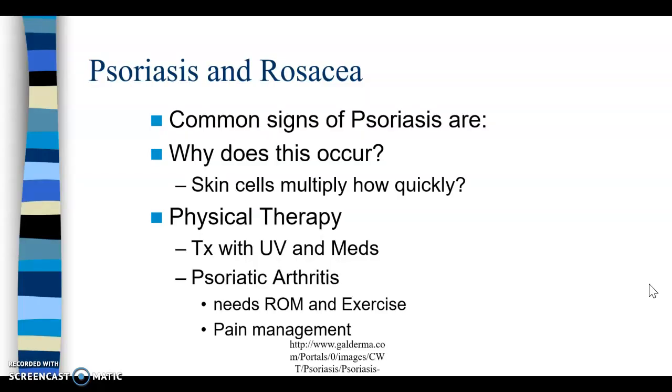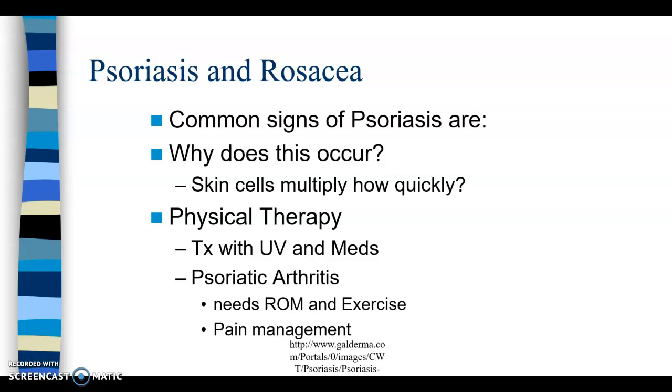Psoriasis and Rosacea. So go ahead and write down your questions. Psoriasis is treated in physical therapy with ultraviolet, which you'll learn in PTA 202. And they use medication during the utilization of UV. Psoralen is what it's called. So this is PUVA, P-U-V-A.